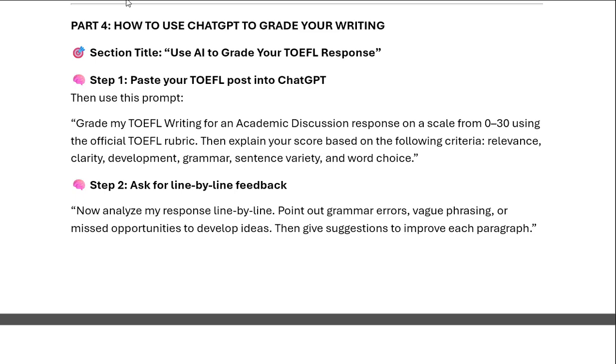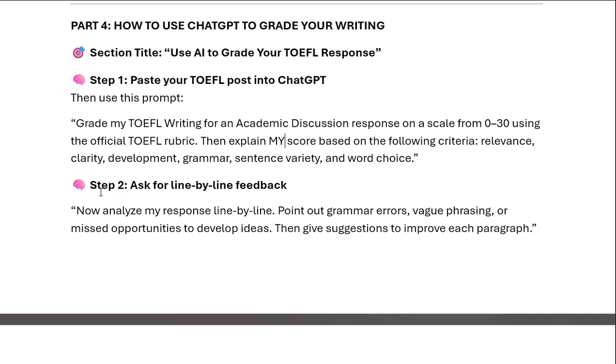So how can you use chat to help you grade these writing responses? Step number 1, paste your TOEFL post into ChatGPT. Then use this prompt. Grade my TOEFL writing for an academic discussion response on a scale from 0 to 30 using the official TOEFL rubric. Then explain my score based on the following criteria: relevance, clarity, development, grammar, sentence variety, and word choice.